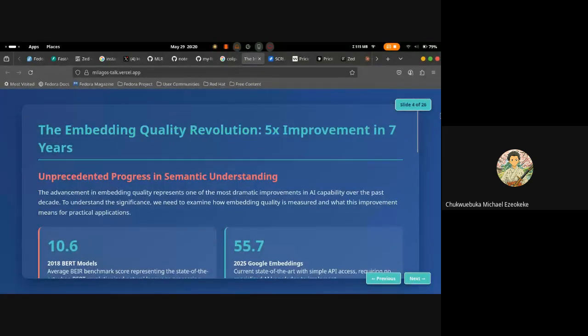Now, this is about the embedding quality revolution. There has been some progress in improving embedding models.